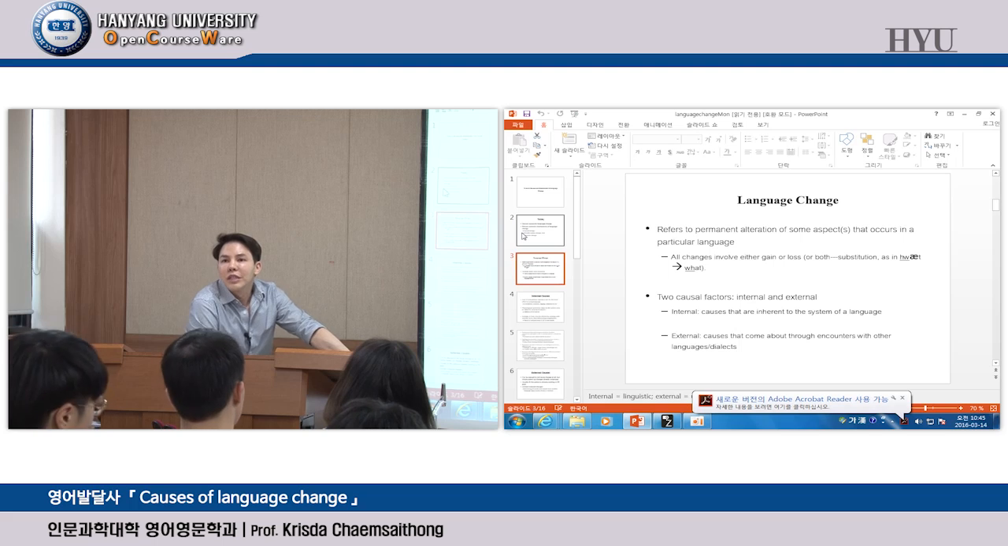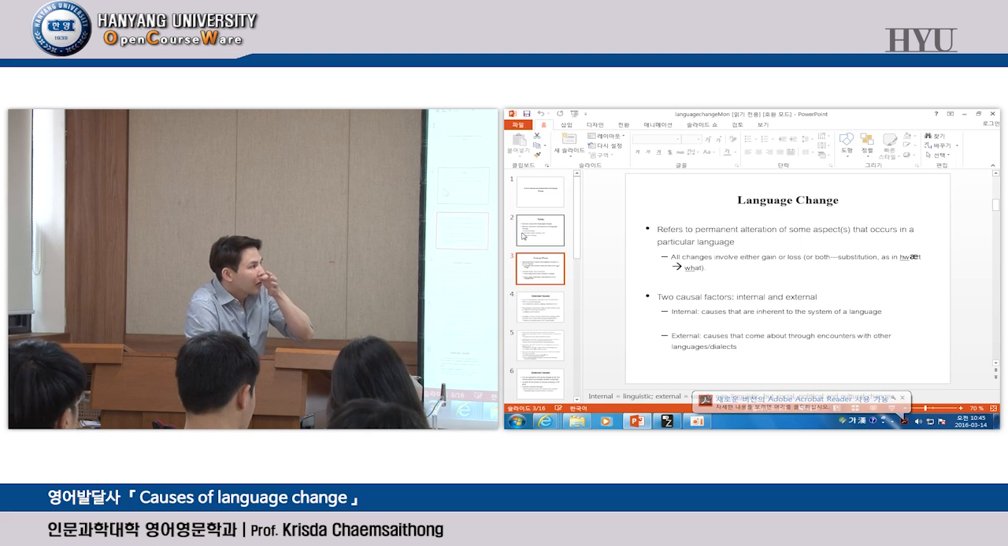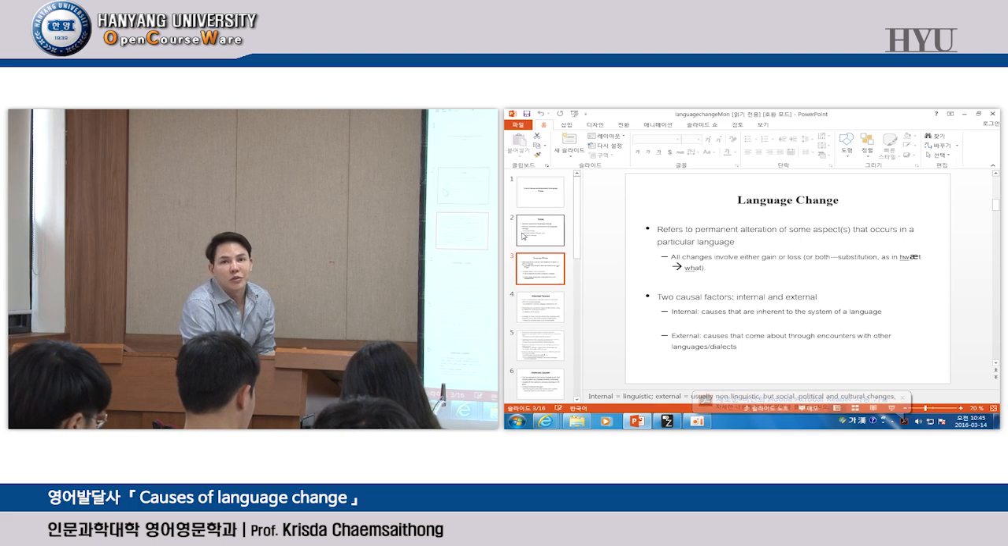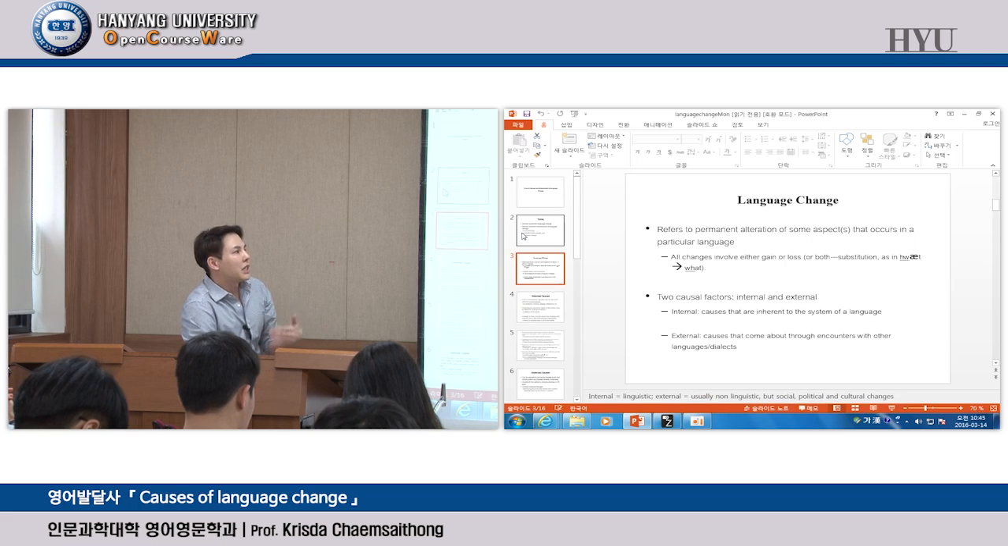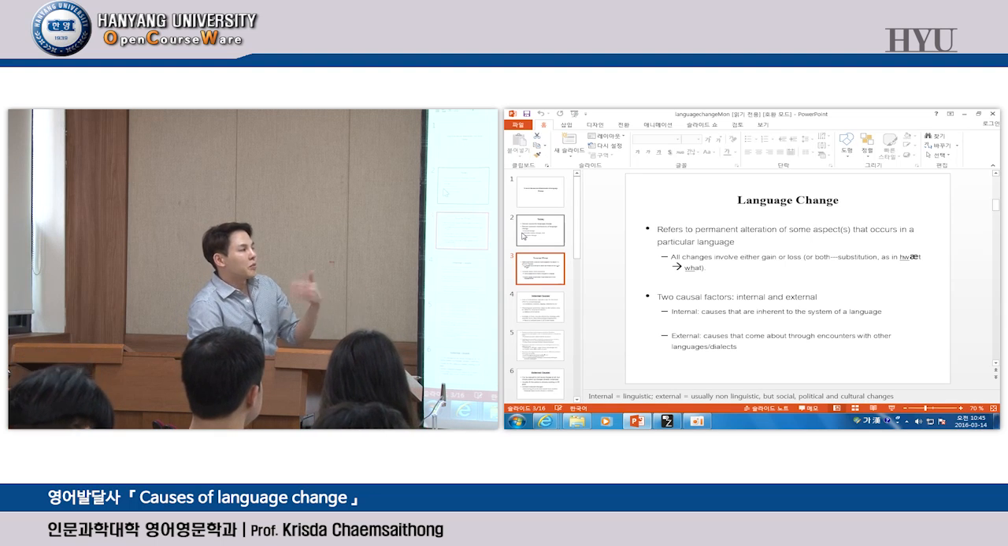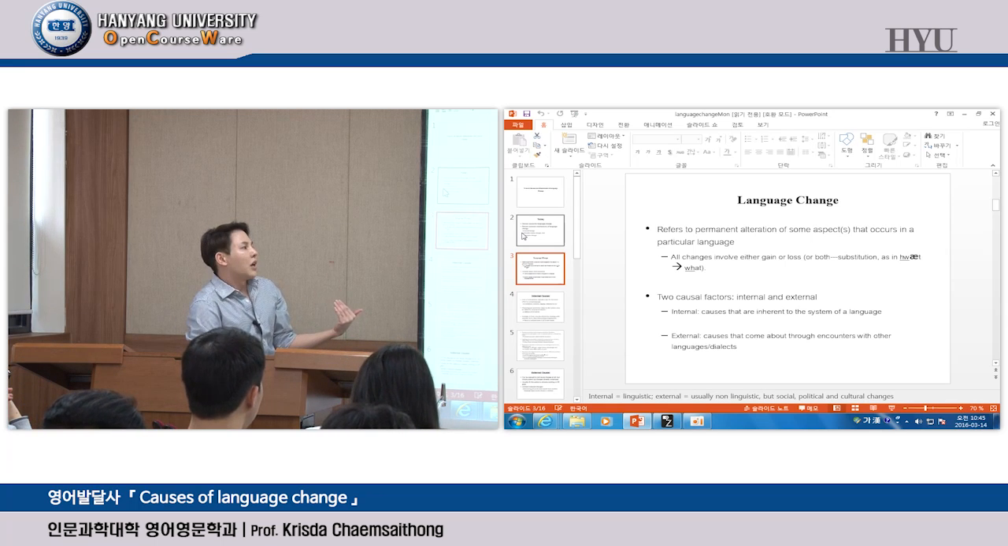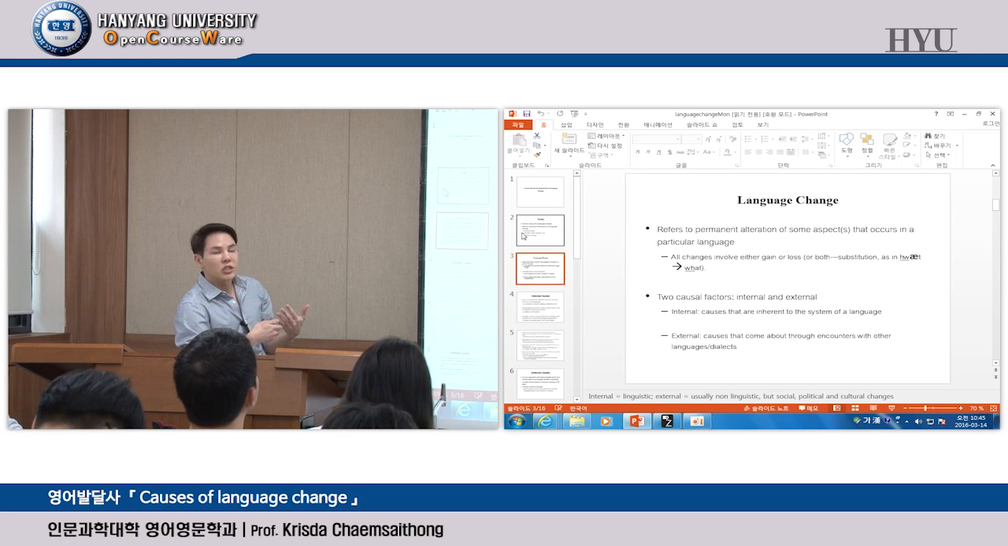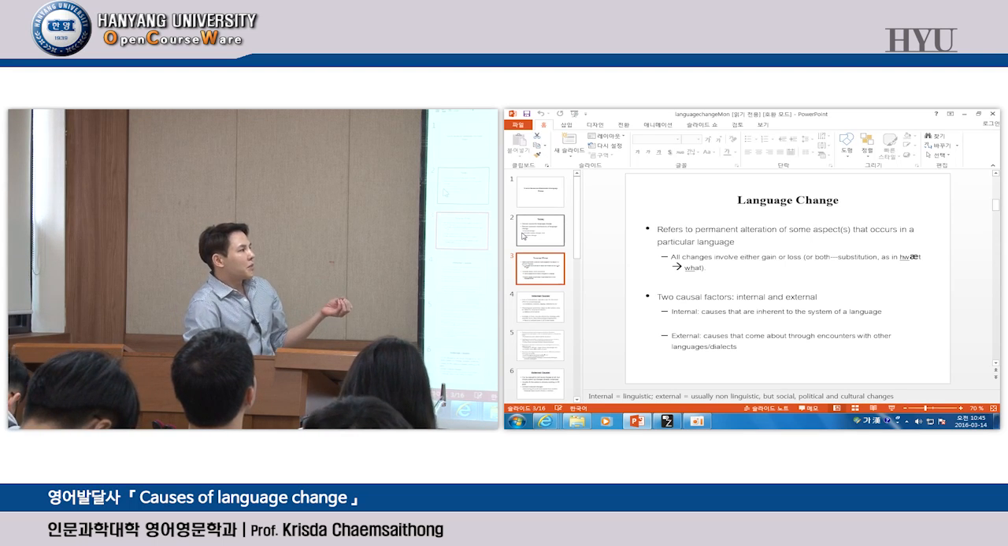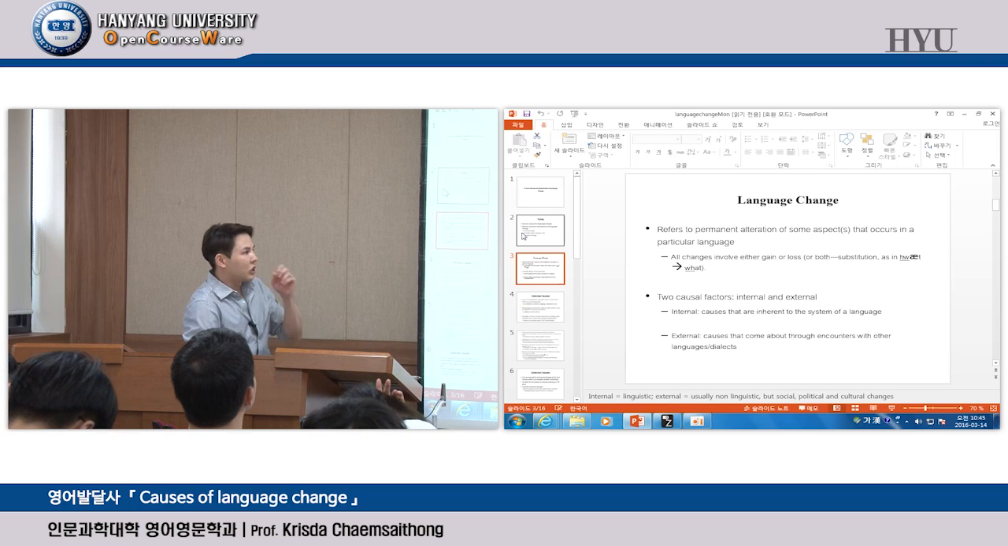So first, the definition of language change. Language change refers to permanent alteration, meaning that when language changes, it changes permanently, right? Sometimes it goes back to the previous stage, especially in terms of word usage. But typically speaking, it's permanent alteration of some aspect that occurs in a particular language, right?